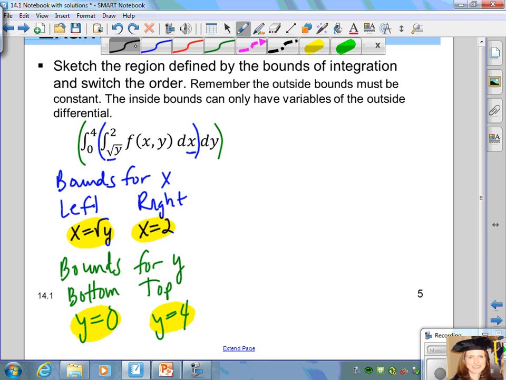So if we sketch the graph from y equals 0 to y equals 4, 0, 1, 2, 3, 4, x equals 2, and this equation, x equals the square root of y. Well, if you let y equal 4, then x is equal to 2. If y is equal to 1, then x is equal to 1, and you get the graph 0, 0.